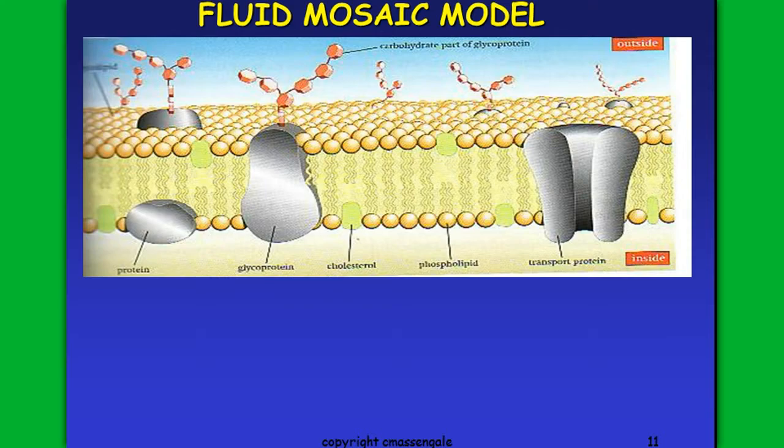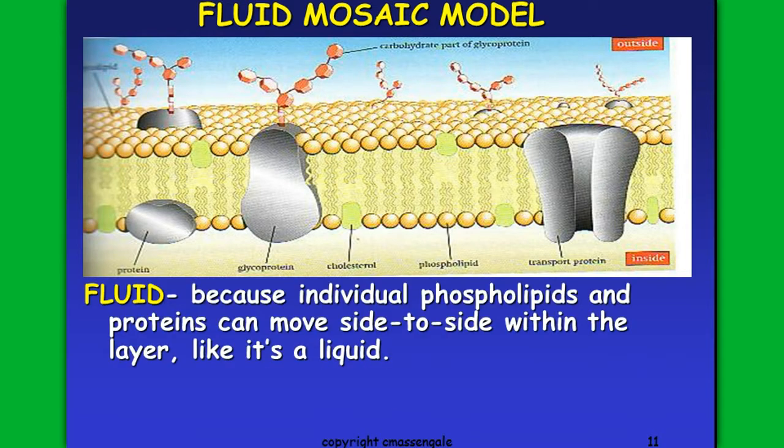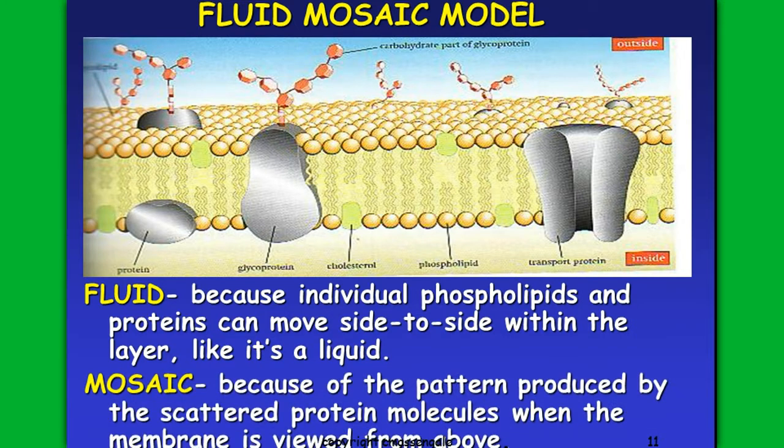Now, the cell membrane itself is a fluid mosaic model, okay? Meaning it's fluid because individual phospholipids and proteins can move side to side within the layer, like it's a liquid, almost like buoys in the middle of a lake or a river, or floaties, if you will. It's mosaic because of the pattern produced by the scattered protein molecules when the membrane is viewed from up above. So it looks just haphazard, things just floating all over the place.